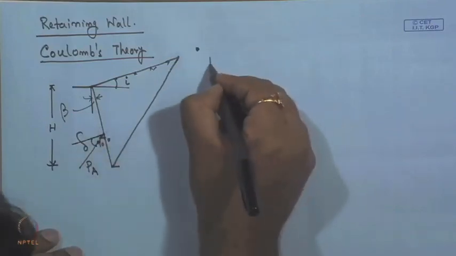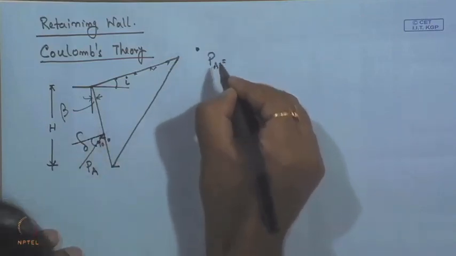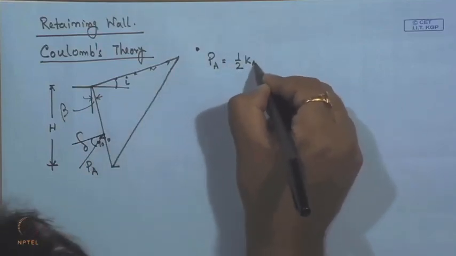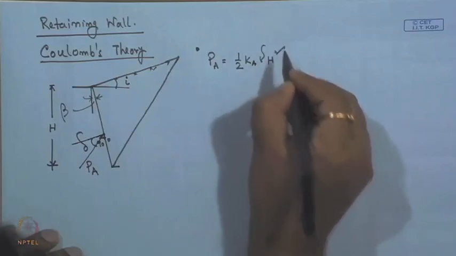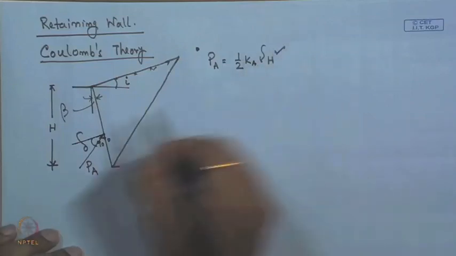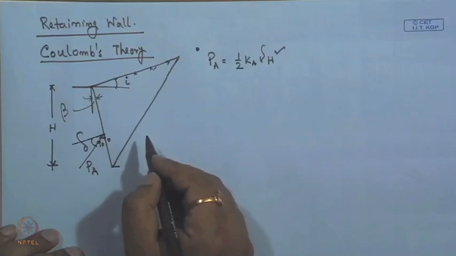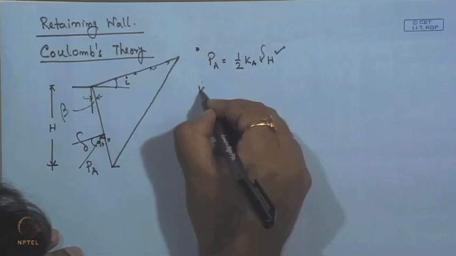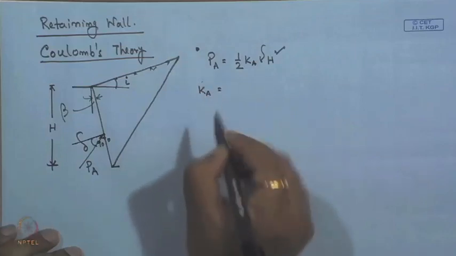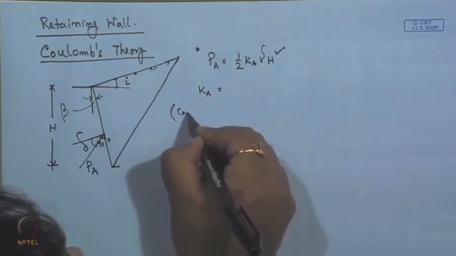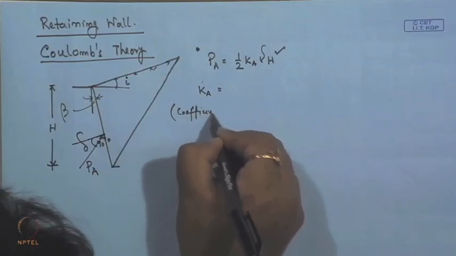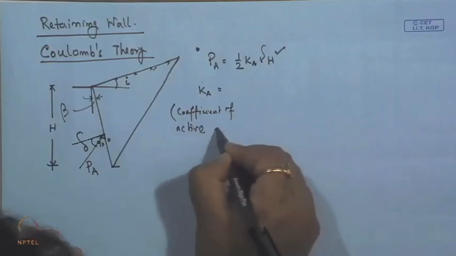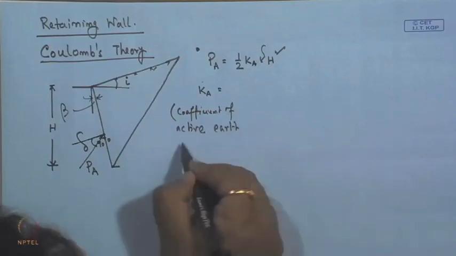Now we can write that P_A, the active force, is half into K_A into gamma into H square, where gamma is the unit weight of the soil, H is the height of the retaining wall, and K_A is the coefficient of active earth pressure.